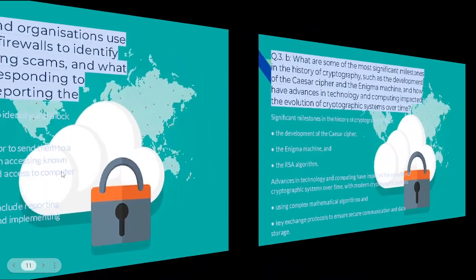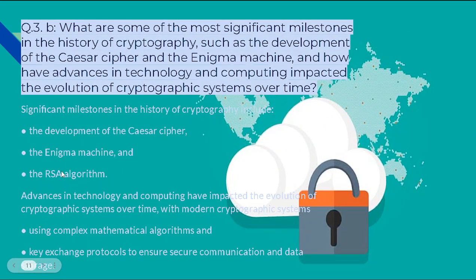What are some of the most significant milestones in the history of cryptography, such as the development of the Caesar cipher and the Enigma machine, and how have advances in technology and computing impacted the evolution of cryptographic systems over time? Significant milestones in the history of cryptography include the development of the Caesar cipher, then the Enigma machine. After that, the RSA algorithm.